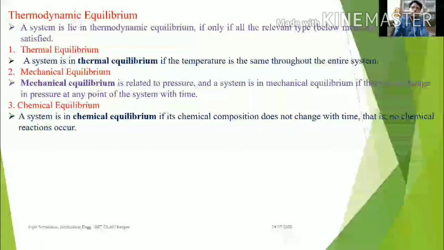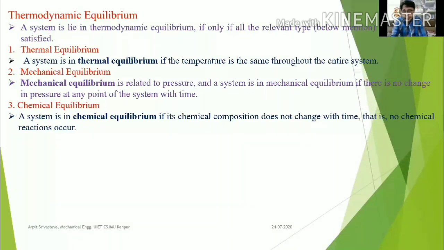Now we talk about thermodynamic equilibrium. What is thermodynamic equilibrium? A system is in thermodynamic equilibrium if and only if these three types of equilibrium exist. The first one is thermal equilibrium, in which the temperature is the same throughout the entire system.